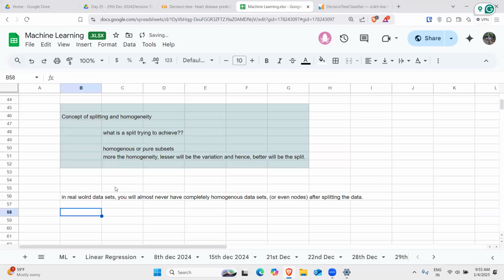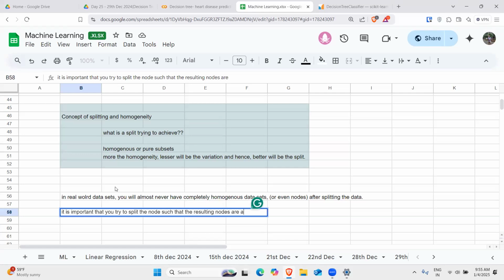Hence, it is important that you try to split the nodes such that the resulting nodes are as homogeneous as possible.